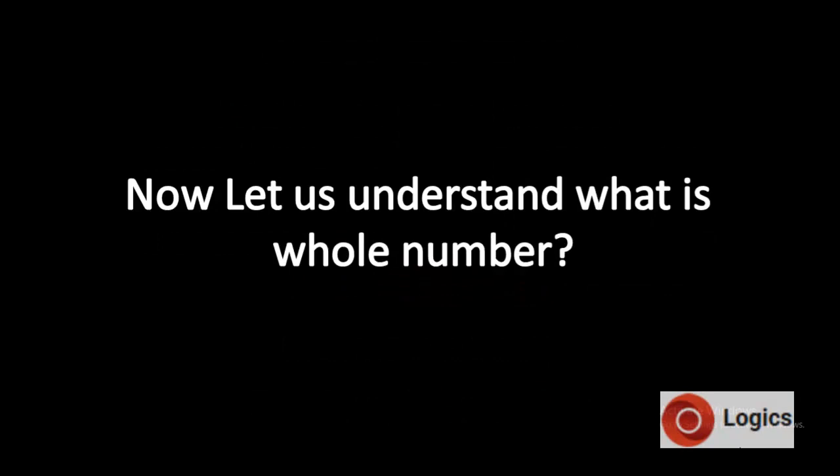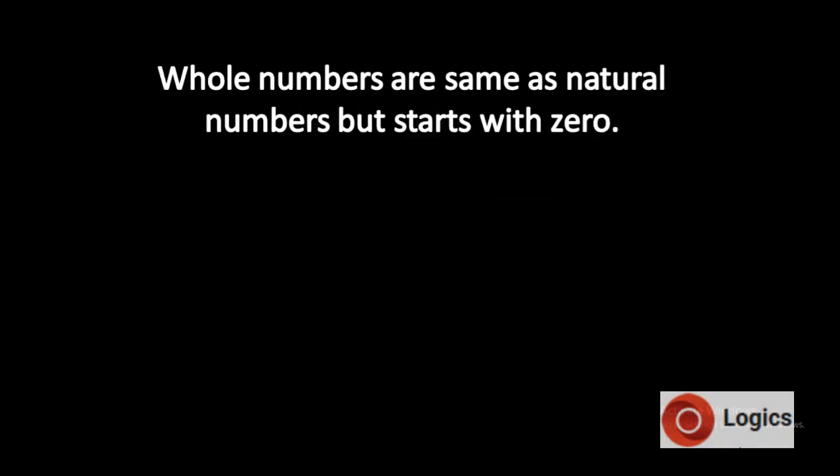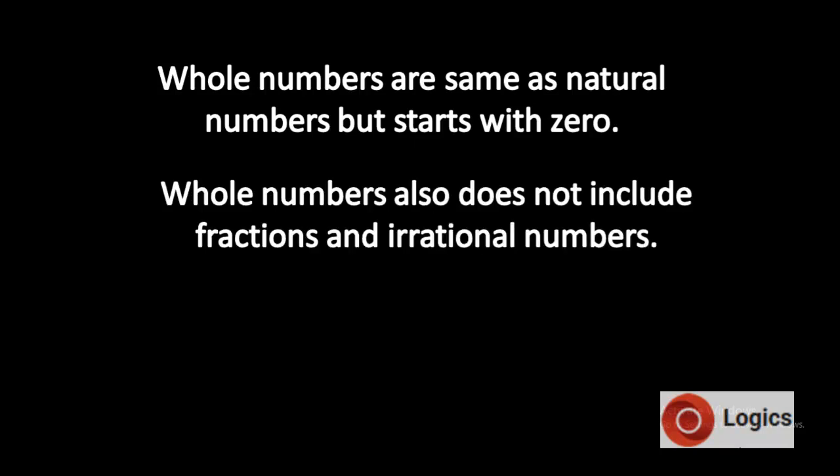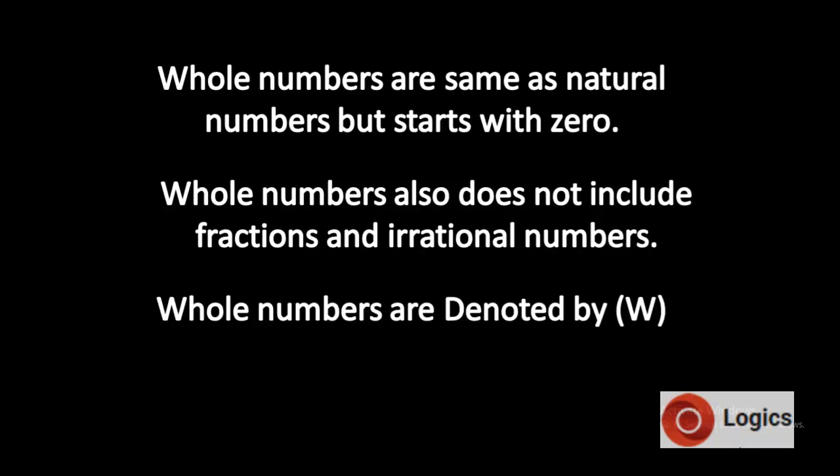Now, let us understand what is a whole number. Whole numbers are the same as natural numbers, but start with 0. Whole numbers, excluding 0, are counting numbers, and do not include fractions and irrational numbers. The only difference is that whole numbers are denoted by capital W, and whole numbers include 0.